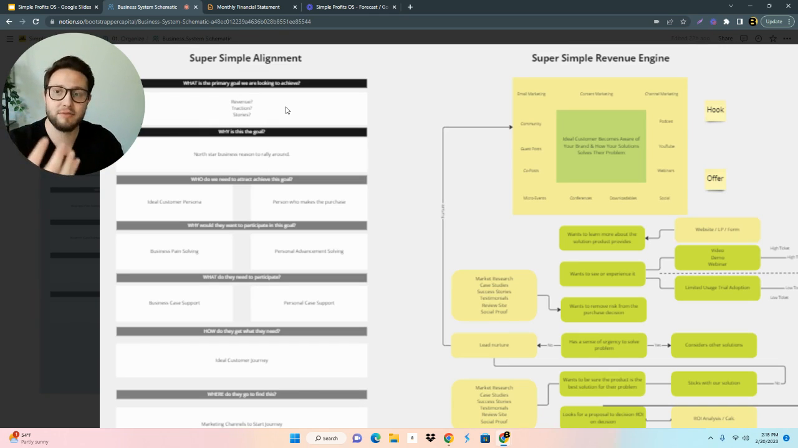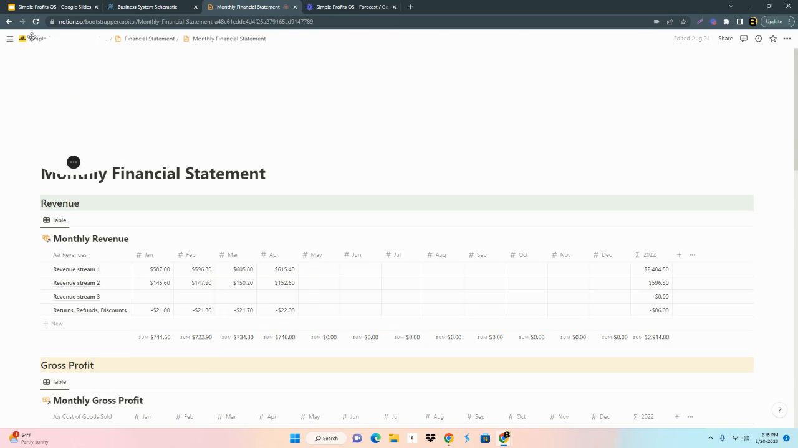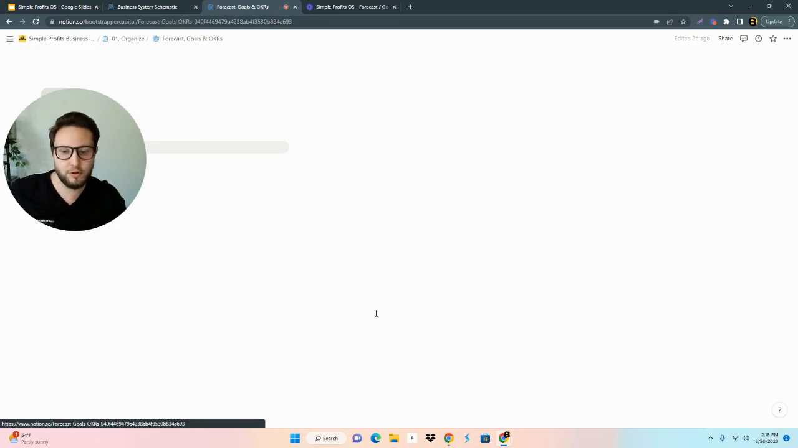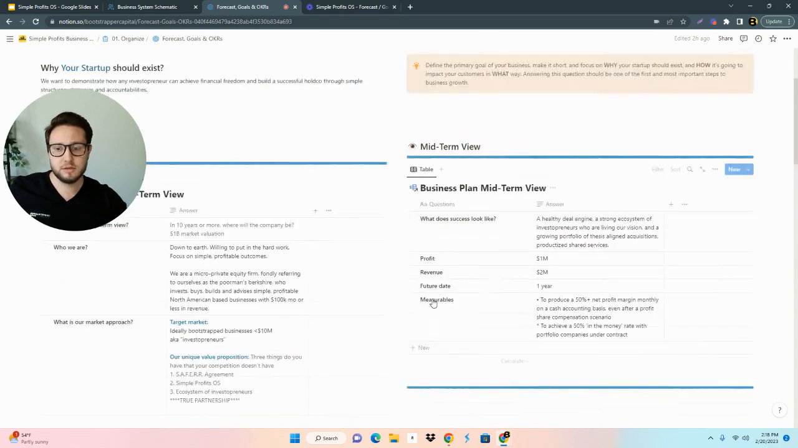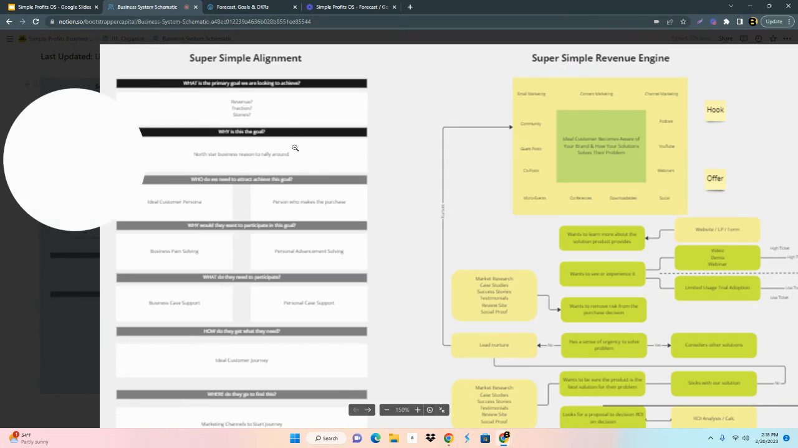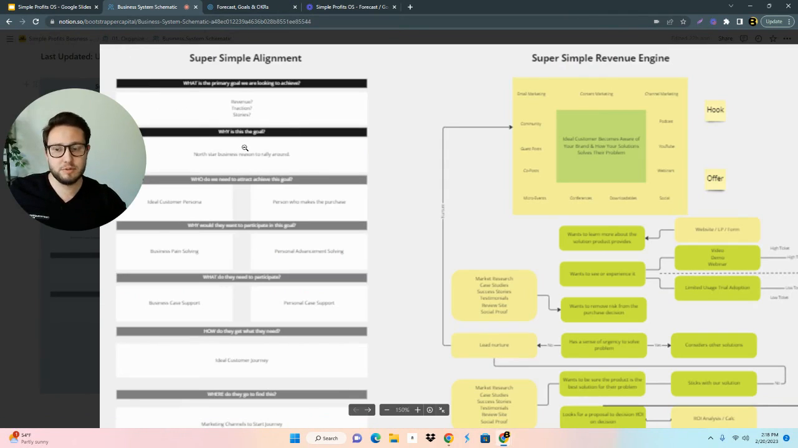I just like to have it here so you can reference it. You can go back to your operating system, and you can reference your forecast goals and OKRs. So you can reference this stuff that you've already worked on, bring it forward, and apply it here. Keep it simple.